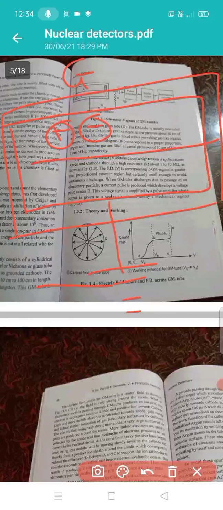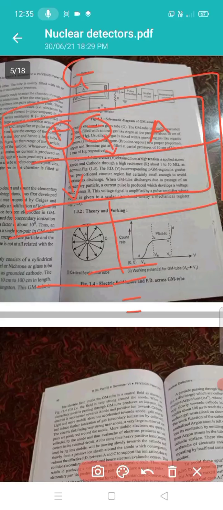When the ion pair is formed, the electron is accelerated towards the anode. This is the anode, and hence the negatively charged electron is accelerated towards it, and the positive ion towards the cathode. Light and more mobile electrons are accelerated towards the anode, gain energy and induce further ionization of the gas, that is, the secondary ionization.